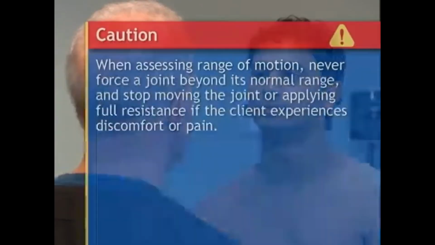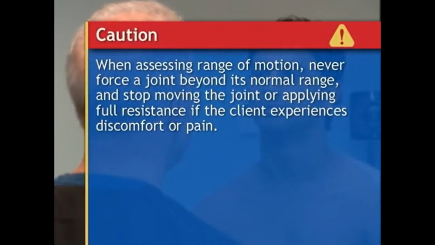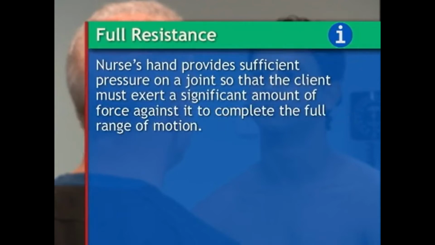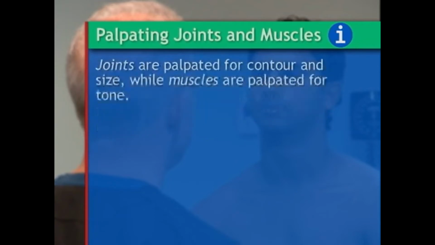Great job. Caution: when assessing range of motion, never force a joint beyond its normal range, and stop moving the joint or applying full resistance if the client experiences discomfort or pain. Full resistance means that the nurse's hand provides sufficient pressure on a joint so that the client must exert a significant amount of force against it to complete the full range of motion. Note also that joints are palpated for contour and size, while muscles are palpated for tone.